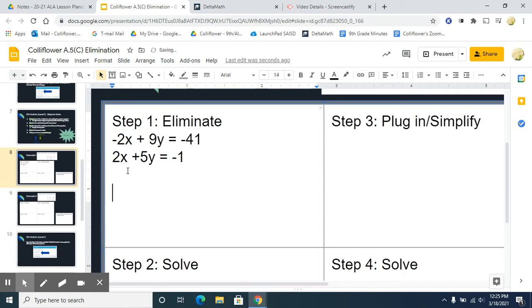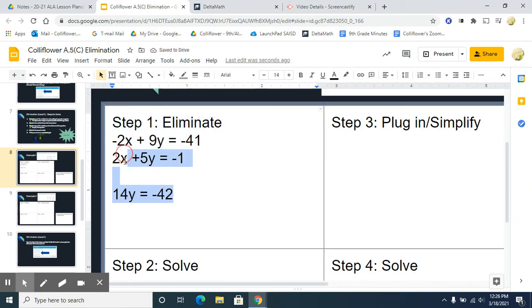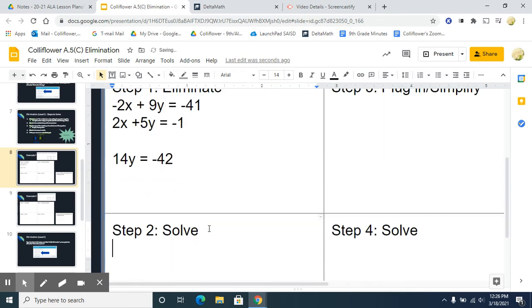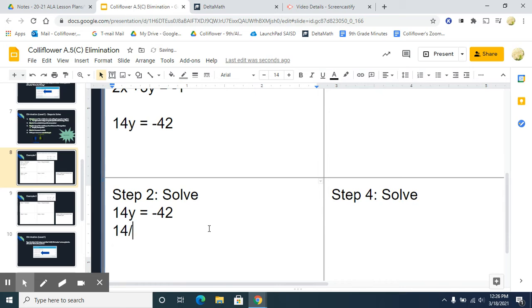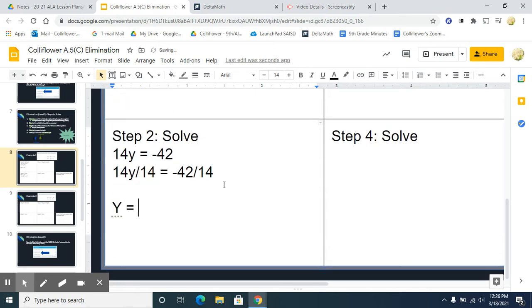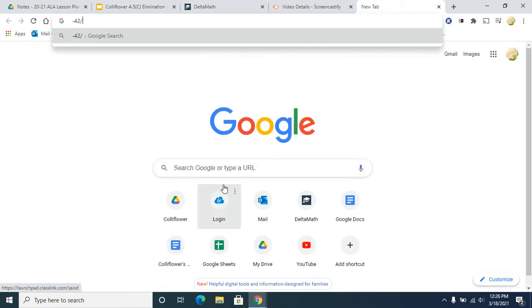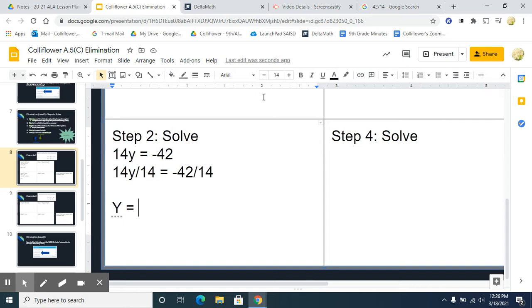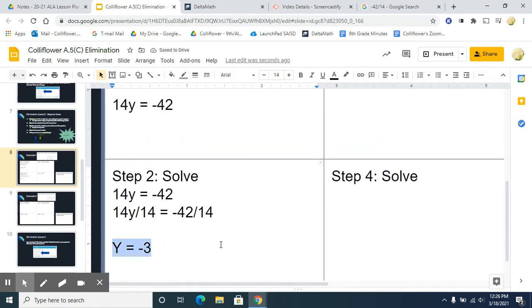So if I add negative 2x plus 2x, I get 0 x's, so I don't need to write that. 9y plus 5y gives me 14y. And negative 41 plus negative 1 will give me negative 42. And now I'm going to solve this equation here. I divide the left side by 14, and I'm going to do it to the right side as well. 14 divided by 14 is just 1y, which is equal to negative 42 divided by 14, and my answer is negative 3. Now I know that the value of y is negative 3.